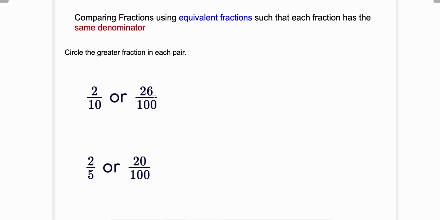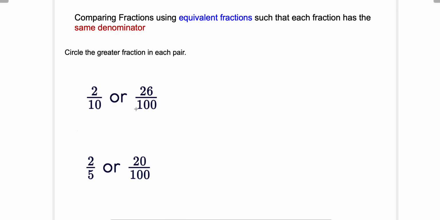But remember, these pieces are much smaller because it's the same size as this one. This one was cut up into 10 pieces, and this one was cut up into 100 pieces. So you see where the problem lies, that it's hard to compare because the size of the pieces are different. The denominator is different. And it's hard to use benchmarks of 1/2 because both of these fractions are less than 1/2.